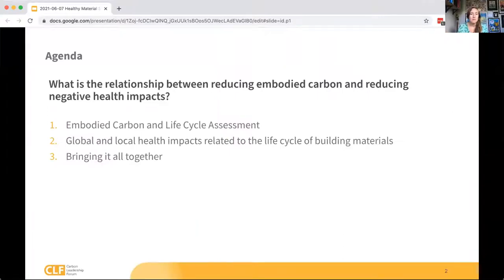So today I'm going to focus on answering one question: what is the relationship between reducing embodied carbon and reducing negative health impacts? I'll start with talking about embodied carbon and LCA, then shift to talking about health impacts, and then bring them all together.